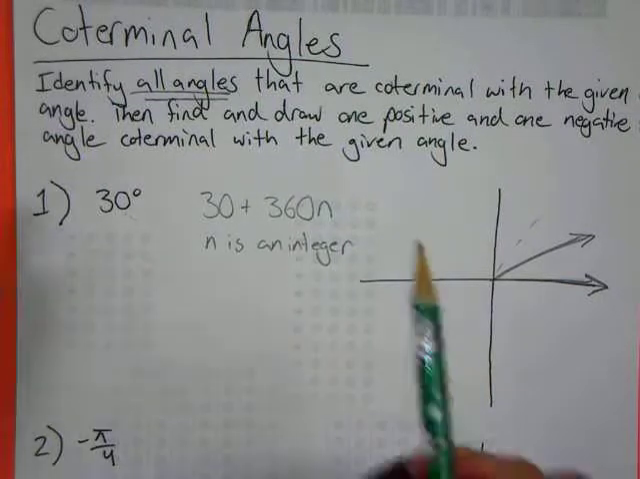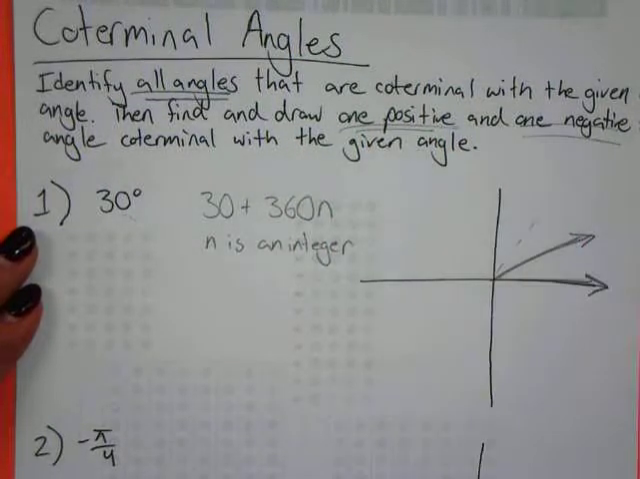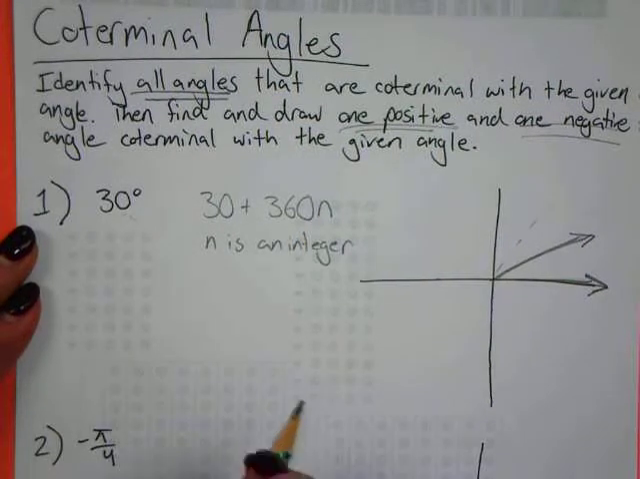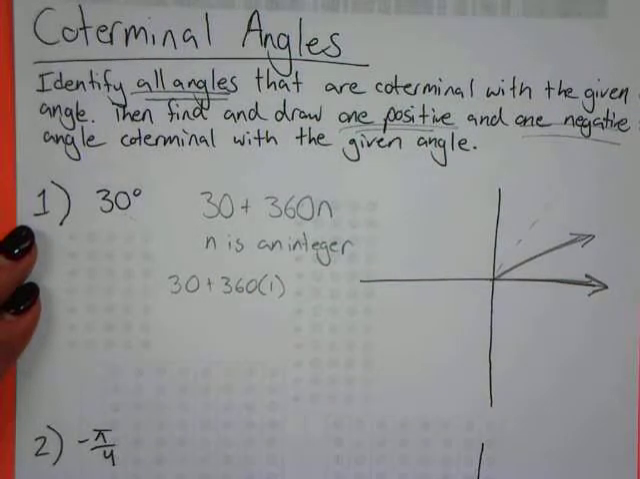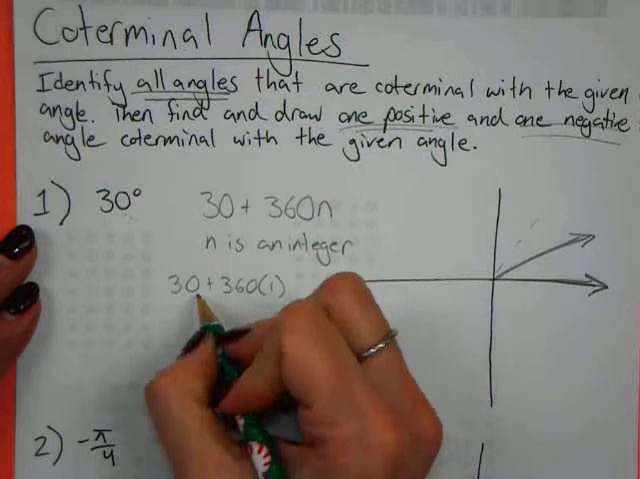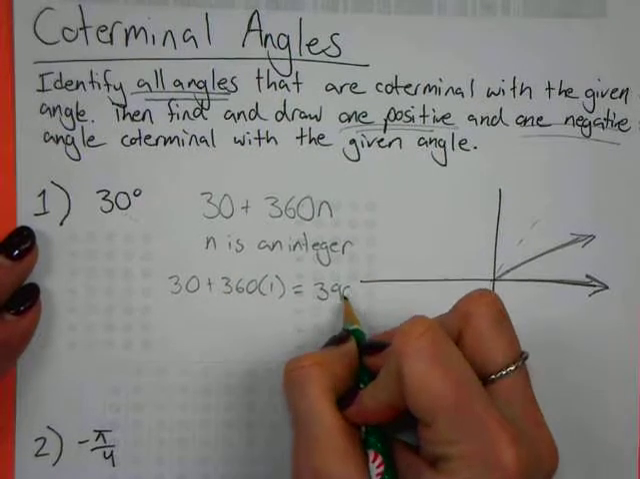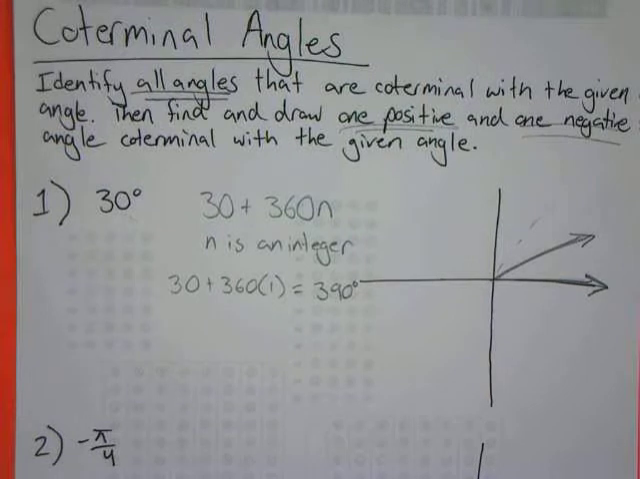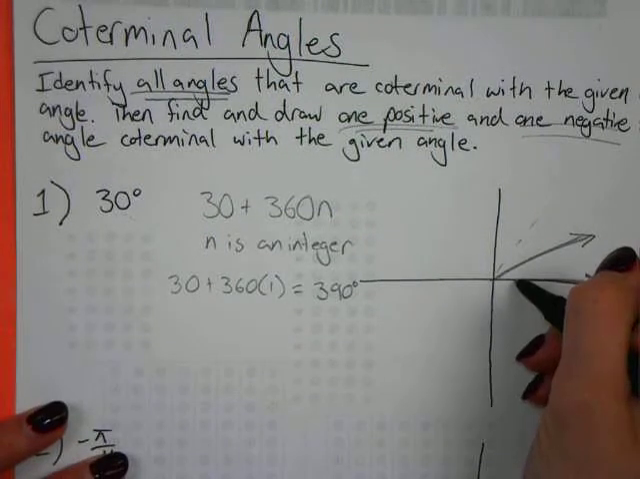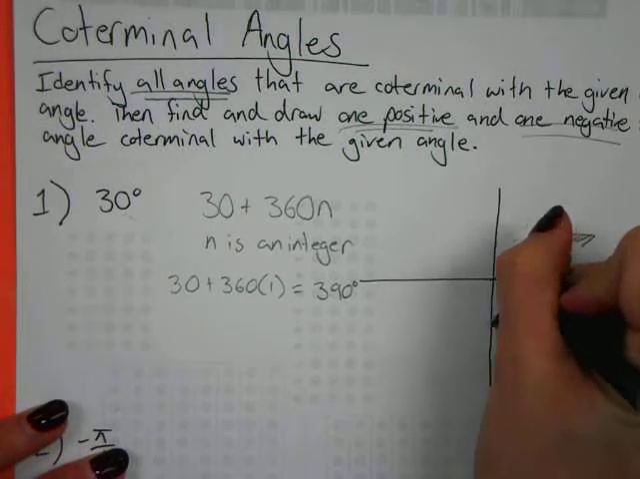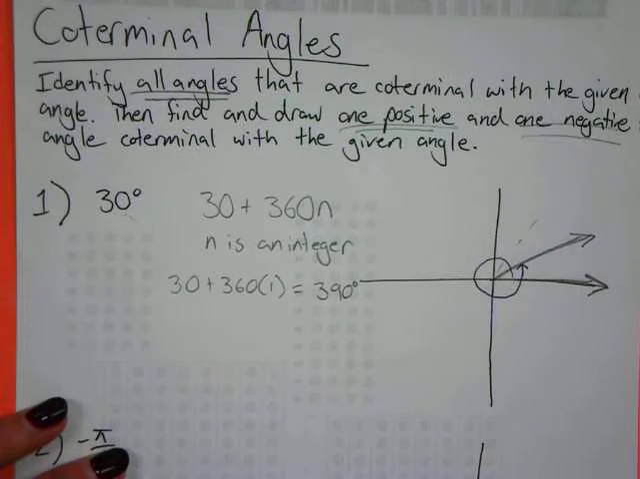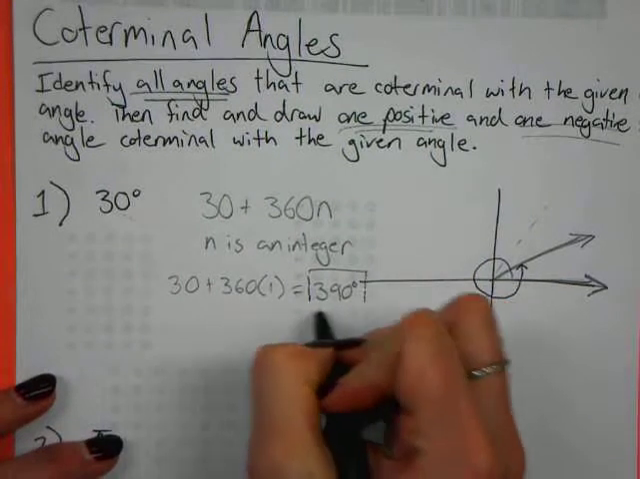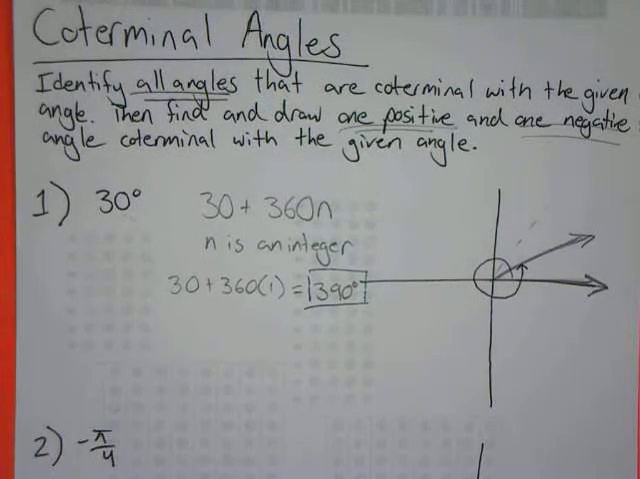So let me show you what I mean by finding one positive and one negative angle. Let's say n is equal to 1. If n is 1, we'd have 30 plus 360 times 1. We'd be doing 30 degrees plus 1 full circle, and we'd get 30 plus 360, which is 390 degrees. So what that looks like is we would be going from our initial side right here in the positive direction, a full 360 and an extra 30 degrees, which is 390 degrees. We end up on that same terminal side right there. So this would be 390 degrees. That's an example of a positive coterminal angle.